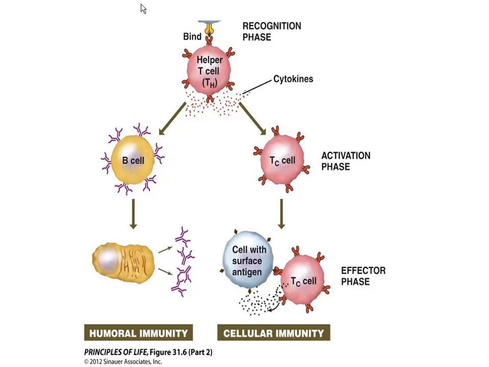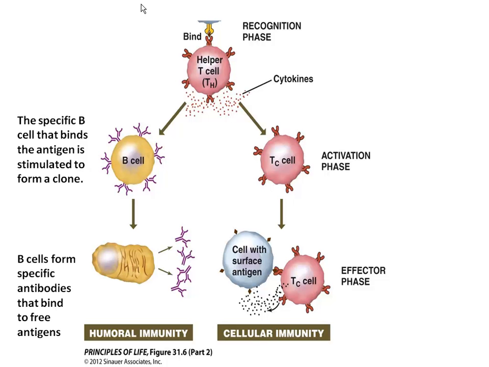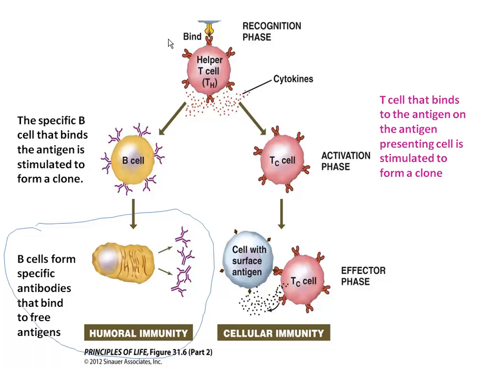Then, in the activation phase, the specific B cell that binds the antigen is stimulated to form a clone. These B cells form specific antibodies that will bind to more free antigens. So the one on the left, when a B cell is involved where we are making antibodies, that is called humoral immunity. You need to label that on your diagram.